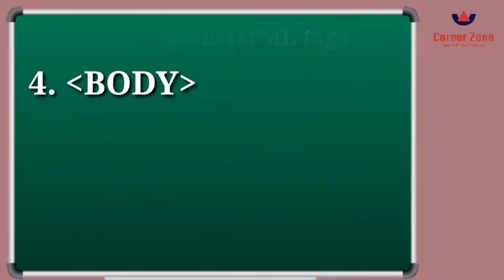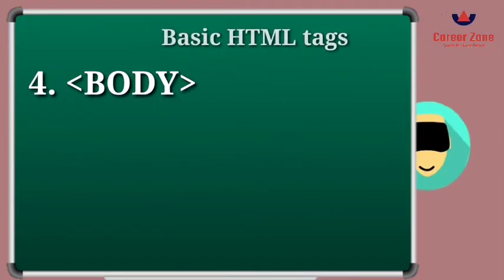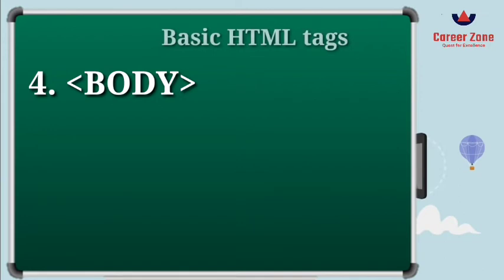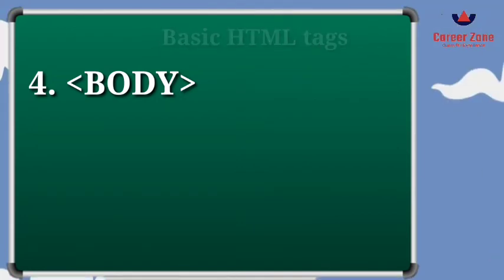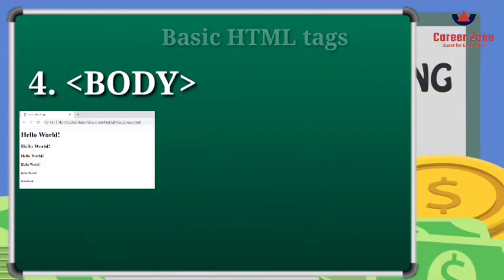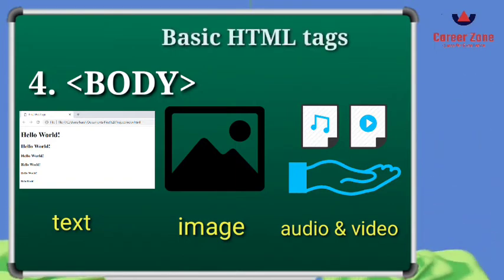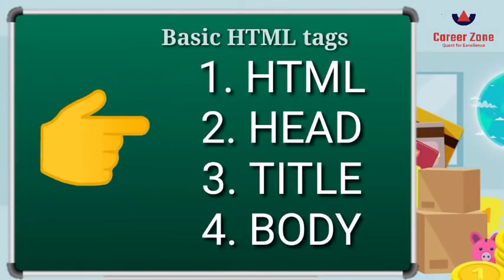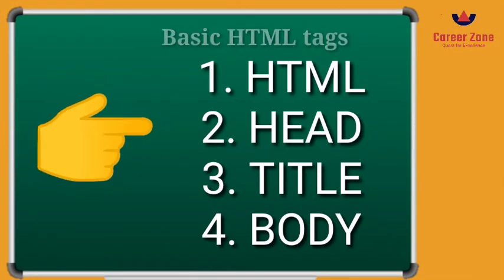The last mandatory tag of the HTML structure is the body tag. It is used to display the content on the web page. Whatever content or information you want to display within the web page, you need to write inside the body tag. It is also a container tag, which is required to be opened and closed both. Under this tag, we will be able to display text, image, video, audio on the web page. So these are the mandatory tags of HTML which form the HTML structure.